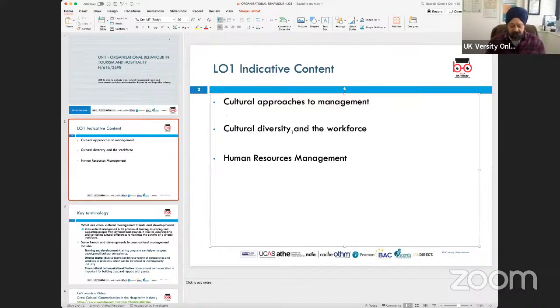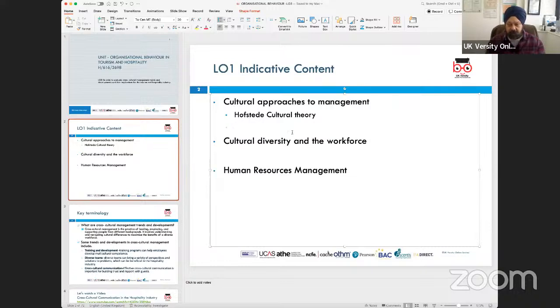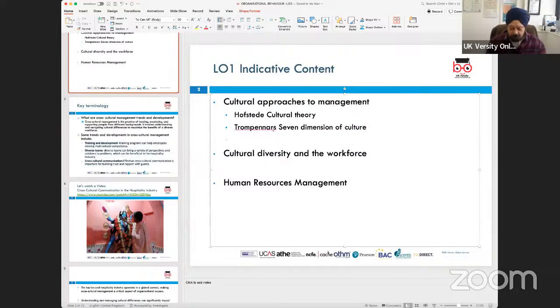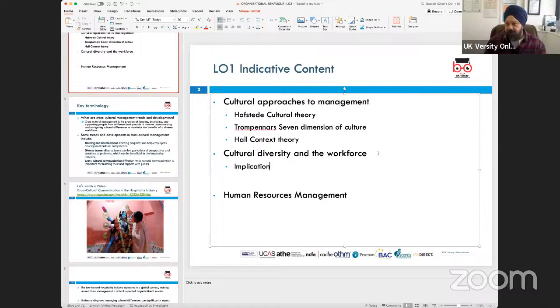So here, if I write Hofstede, cultural theory, we then look at Trompenaars. So the spelling of it, one second, Trompenaars, 7 dimensions. So we look at Trompenaars, 7 dimensions of culture. How did he segregate this? And the last one is Hall's context theory. And then obviously what we want to look at is implications of these theories in the context of international tourism.